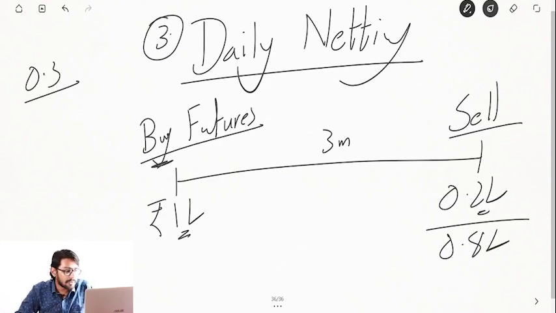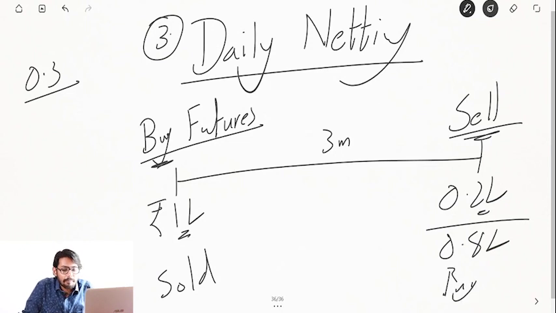You have sold today and bought after 3 months, which means somebody else has sold today and bought after 3 months and made a profit of 0.8 lakh. We have to pay him, sir. You won't pay us, then only we can pay him. What to do, sir? Then the stock exchange has to go running around this trader who has made a loss. The stock exchange is not going to take that risk.